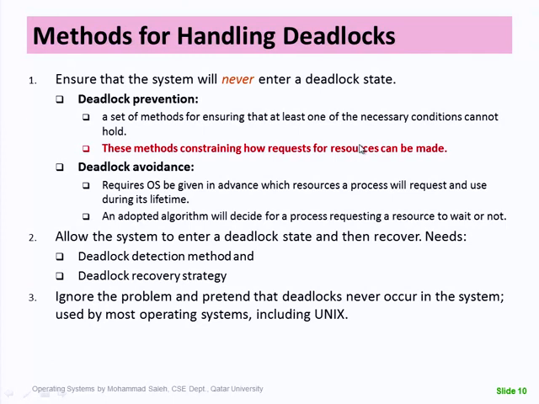The other one is deadlock avoidance. To use this method, we need additional information from the processes. Additional information.